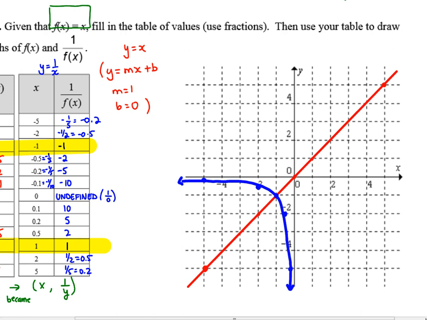When x was 0, y is undefined. We'll talk about what that is in a second. Leave that for now. 0.1 is 10, that's too hard. 0.2 is positive 5, so up there. 0.5 is 2. So when x is a half, y is 2. 1 is 1, so there's my invariant point. 2 is a half, and 5 is 0.2. Okay, so there's the other side.